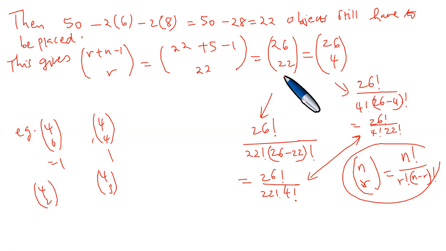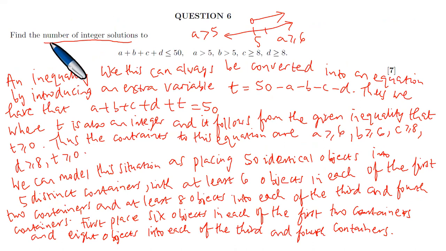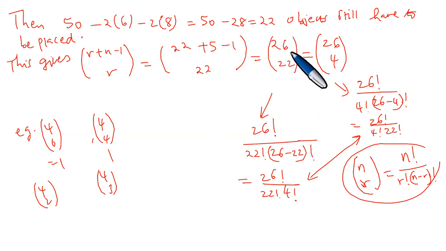Have we answered this question and are we done with solving this problem? Yes, we are done, because this problem actually said find the number of integer solutions to this. How many integer solutions are there? There are 26 choose 22, or you can say there are 26 choose 4. All right, so we continue. Next question.